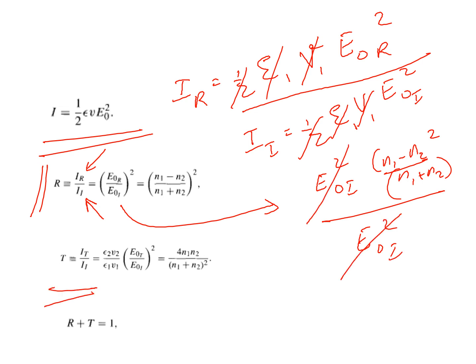Similarly, transmittance T is termed as the ratio of transmitted intensity to incident intensity. So what is transmitted intensity? IT is the same way, half epsilon 2 V2 E0T square will come there. And incident intensity we already know. So here the half will cancel. Epsilon 2 V2 will come on top, epsilon 1 V1 on the bottom, and E0T by E0I will come. Now let us see how this simplifies.